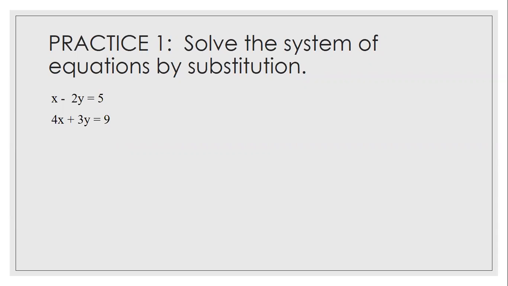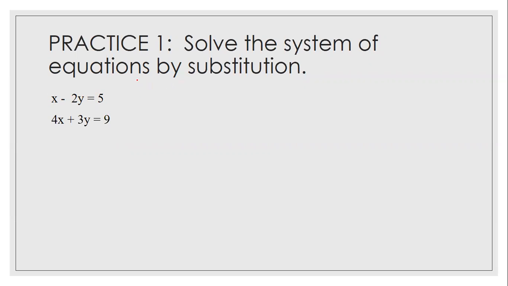Okay, so these are your substitution examples. There's a difference between why we use substitution. Substitution is ideal when you have one variable almost by itself. So do you see how we have x almost by itself? And there's only one step needed to get x by itself? That's why we use substitution.